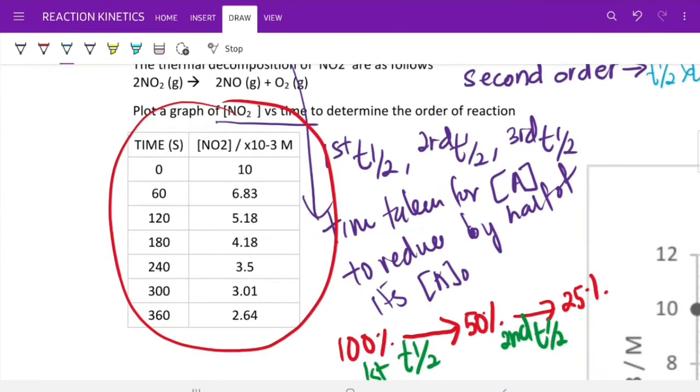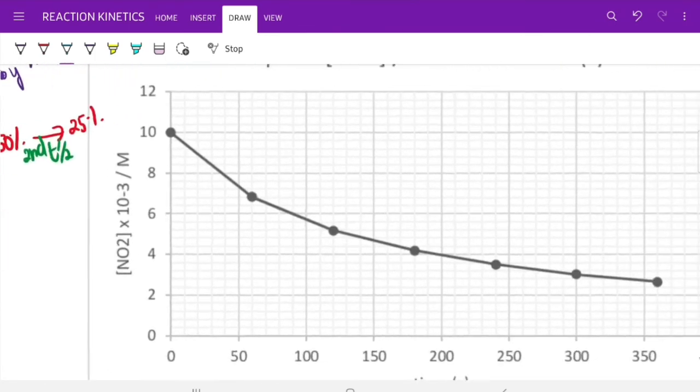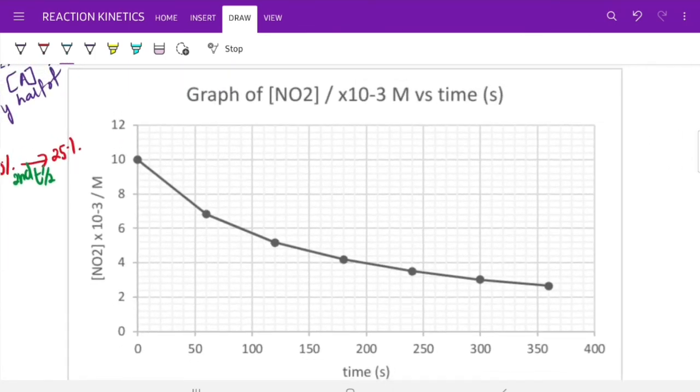From this experimental data, I already plotted a graph of concentration versus time. So this is my graph. Let's discover whether this thermal decomposition is zero order, first order, or second order. My original concentration of the reactant is 10. When it reduces by half, 10 divided by 2 becomes 5. So 5 is somewhere here. I need to draw a straight line, and from here I'm going to determine my first half-life. It's from here to here. This is my first half-life.